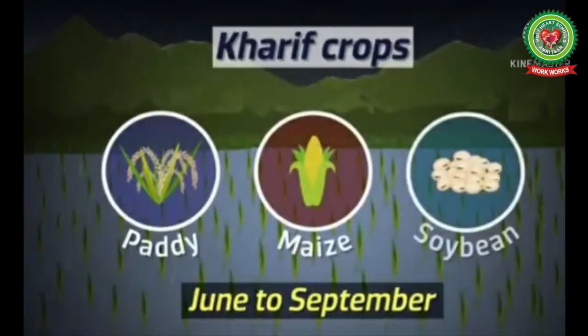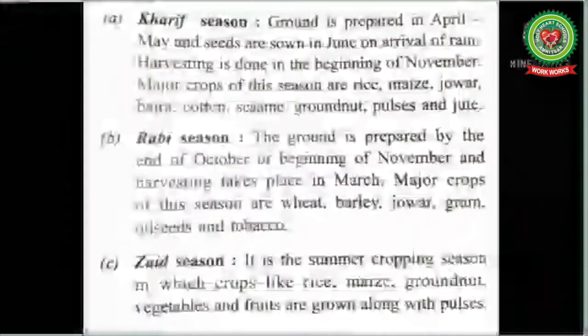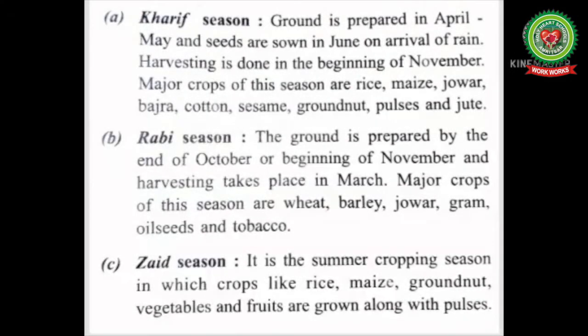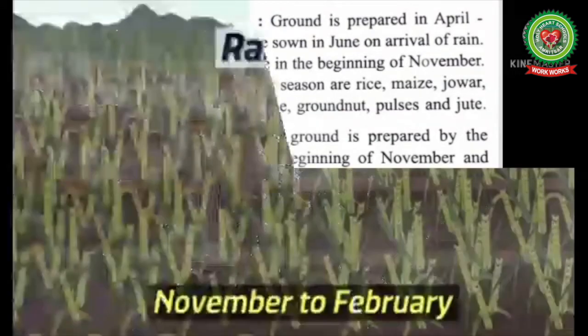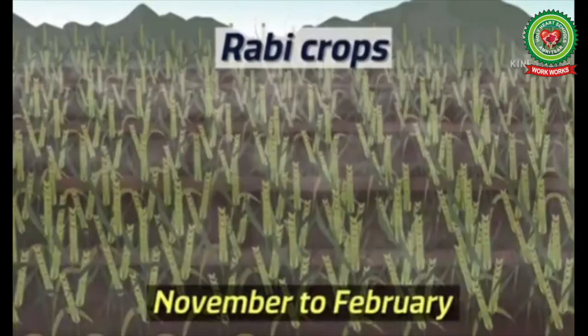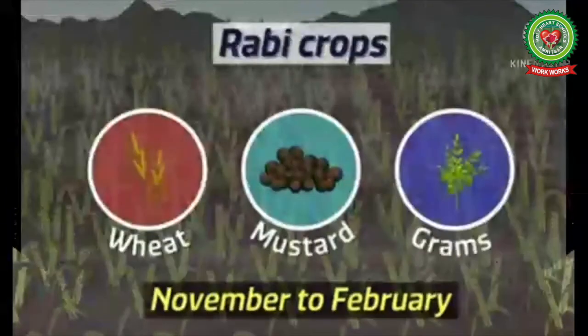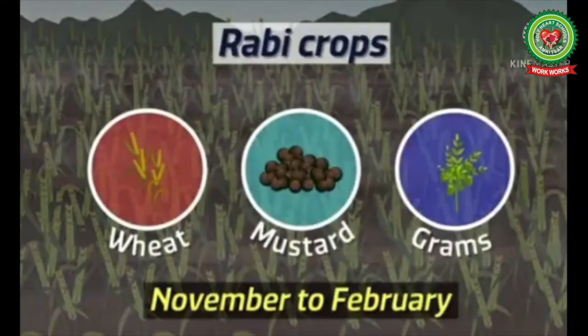Second cropping season is Rabi season. The ground is prepared by the end of October or beginning of November, and harvesting takes place in March. Major crops of this season are wheat, barley, jowar, gram, oilseeds, etc.